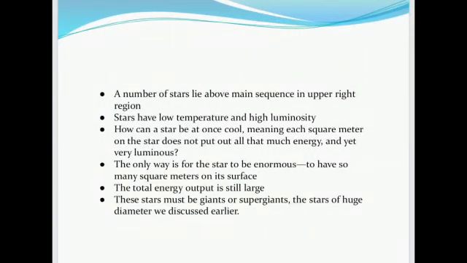This situation is possible only if the stars have a huge diameter. That means if the stars are enormous or big, they can provide large energy. So these types of stars are known as giant or supergiant stars. These stars can still maintain luminosity and they are cool. So these are the features of the HR diagram.